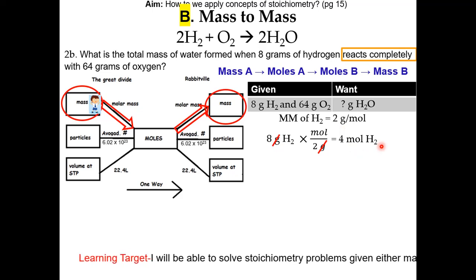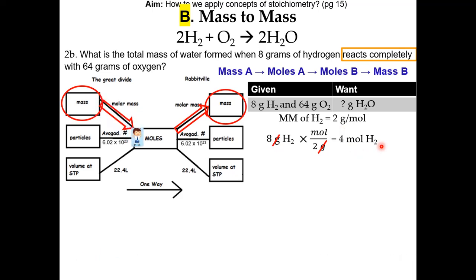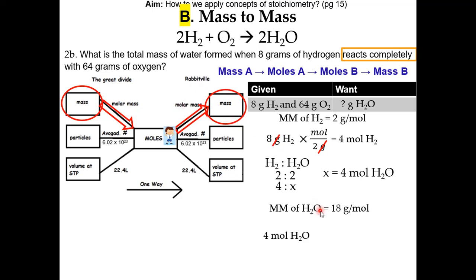Next, we do a mole ratio between H2 and H2O. Based off the chemical equation, the ratio between H2 and H2O is 2 to 2 or 1 to 1. We have 4 moles of H2. We cross multiply to get the moles of H2O. The next step is to go from moles of H2O to mass of H2O. We do that by multiplying by the molar mass of H2O, which is 18. 4 times 18 gives us 72 grams of water, and that is our answer.